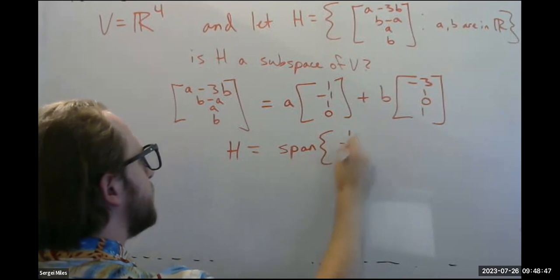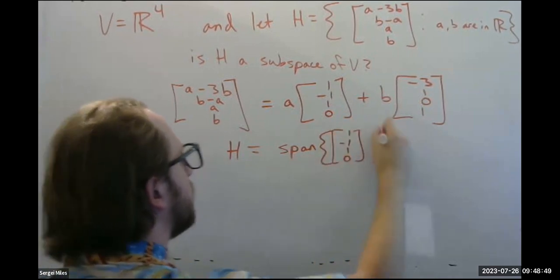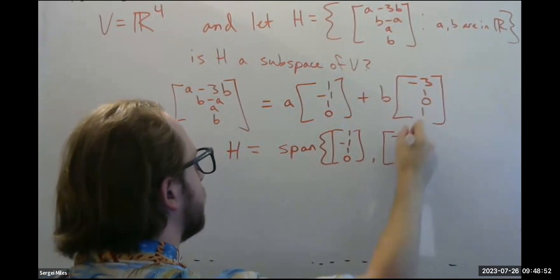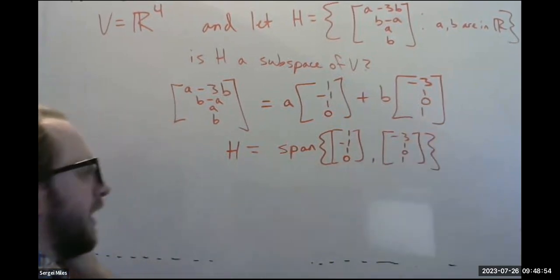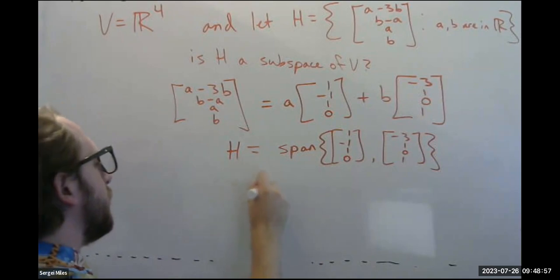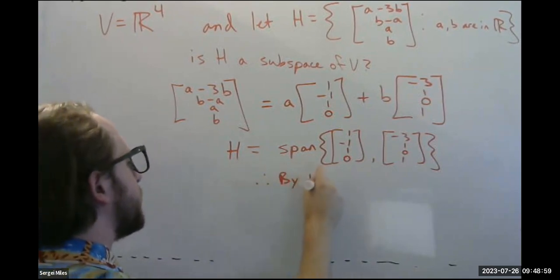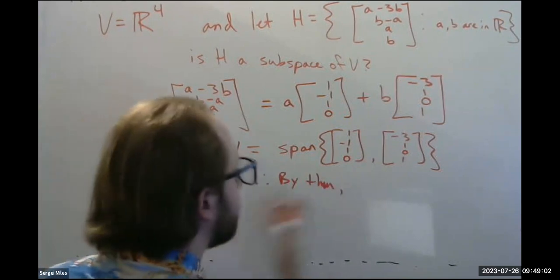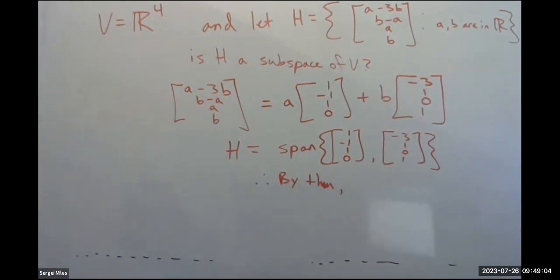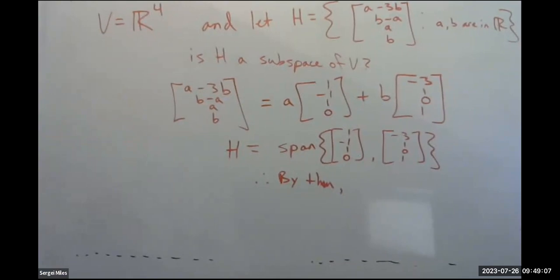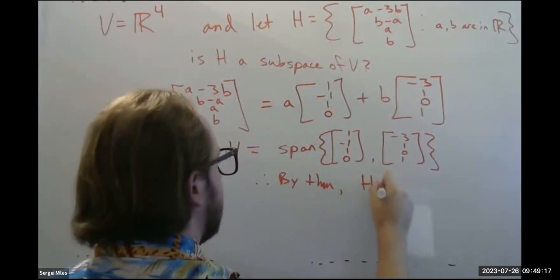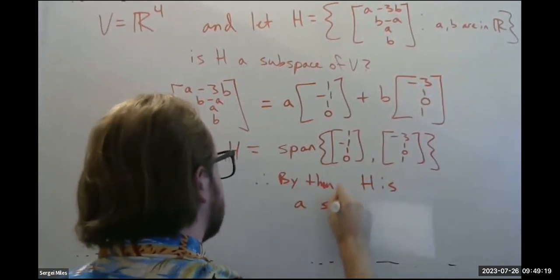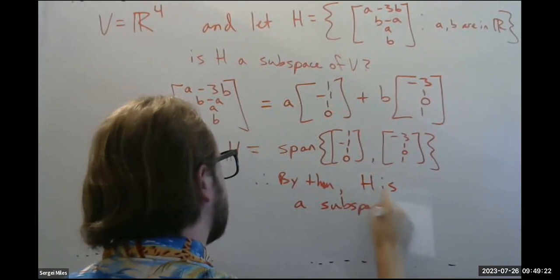(1, -1, 1, 0), (-3, 1, 0, 1), right? H is the span. Well, then therefore, by that theorem we just had, and in the textbook, it might give you some kind of number with that theorem. I don't care so much if you memorize that number. The main point here is to make use of that theorem and to know the theorem exists, right? So by the theorem we just did, H is a subspace of V.